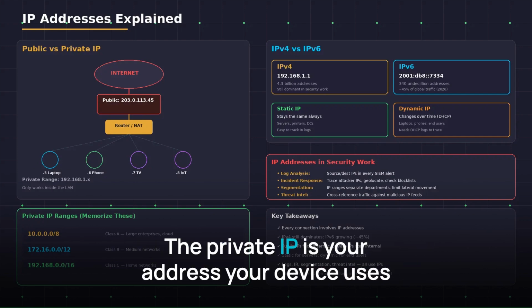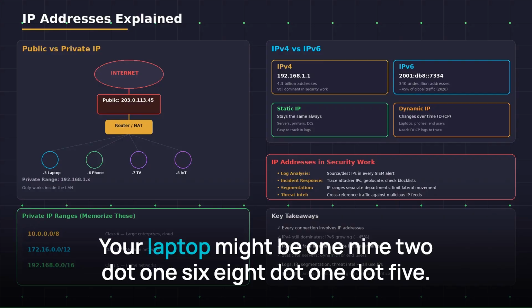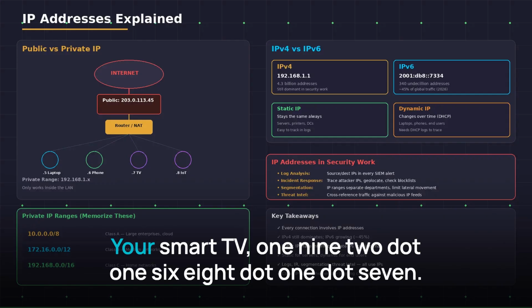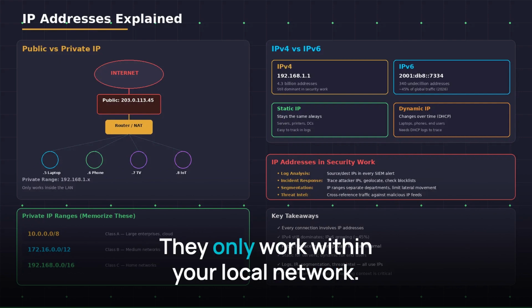The private IP is the address your device uses inside your local network. Your router assigns these. Your laptop might be 192.168.1.5. Your phone 192.168.1.6. Your smart TV 192.168.1.7. These don't work on the public network. They only work within your local network.